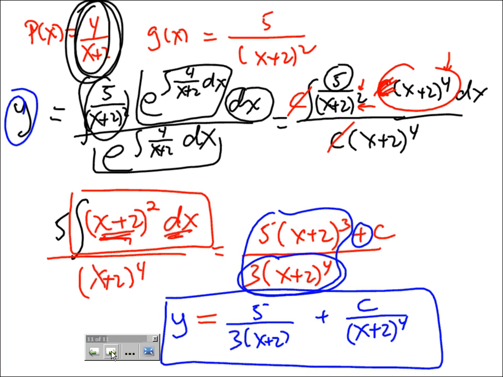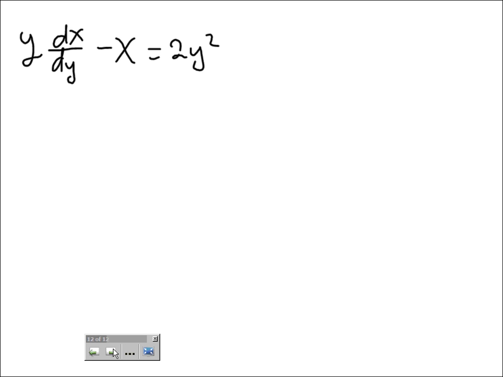Try a few more. Suppose you were told that y dx/dy minus x is 2y squared, and I'll make it an initial value problem. Now, this one is a little different because in the past we had dy/dx. Here we have dx/dy.